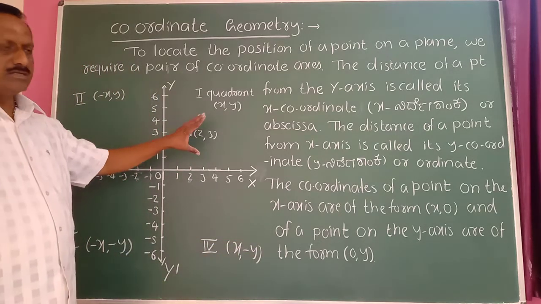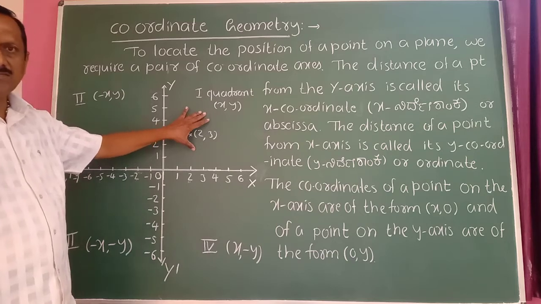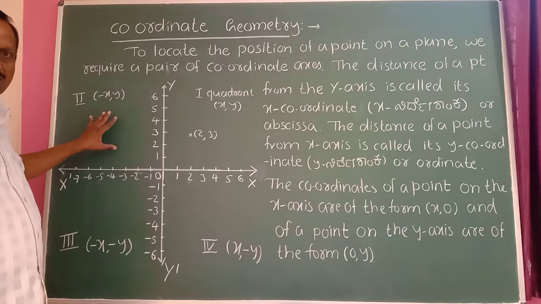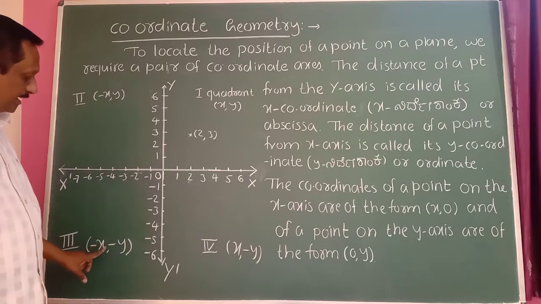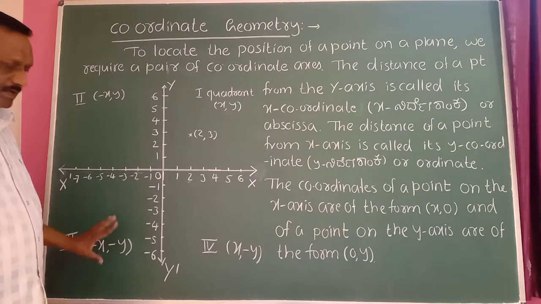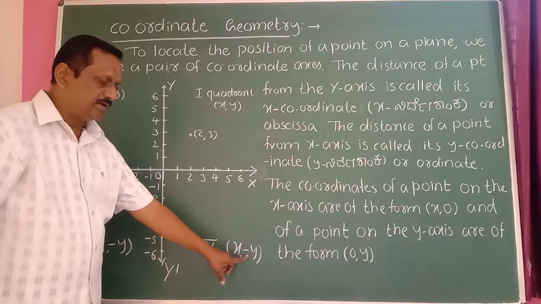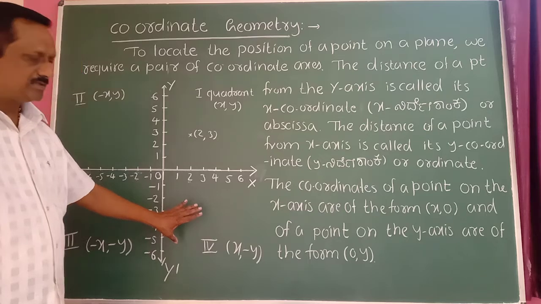If both are positive, it comes under the first quadrant only. If x is negative and y is positive, it comes under the second quadrant. If x is negative and y is negative, it comes under the third quadrant. If x is positive and y is negative, it comes under the fourth quadrant.